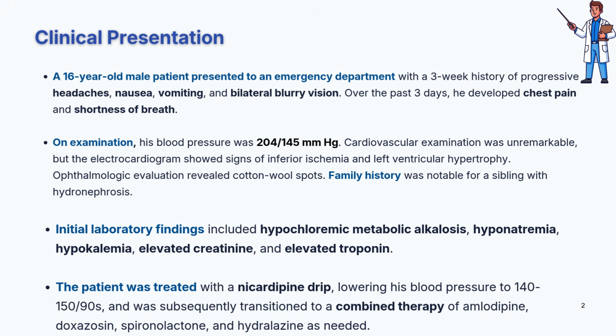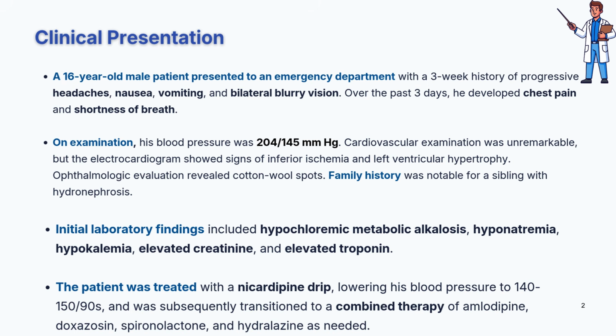Now, moving into the clinical presentation. So, here we have a 16-year-old boy who shows up with a 3 weeks history of worsening headaches, nausea, vomiting, and blurry vision. Over the last 3 days, things escalated. He developed chest pain, shortness of breath. That's already telling you this is not just hypertension, this is physiology under real pressure.